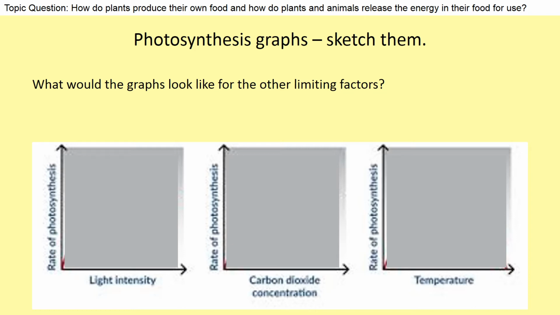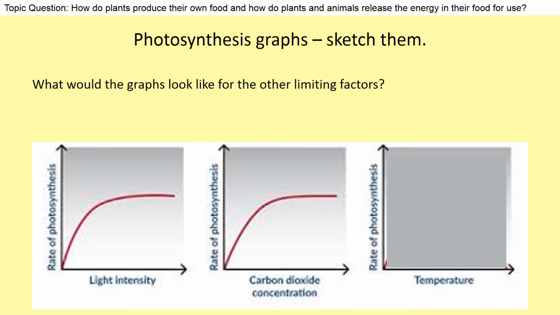So there is the light intensity graph. You can see we've got an increase followed by it levelling off. Carbon dioxide is exactly the same. We've got an increase at first and then we've got a levelling off. And your temperature graph is slightly different. It increases, it peaks, and then it decreases again. So let's have a look at why each of those graphs is that shape.